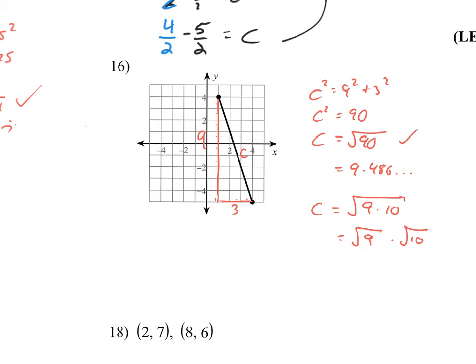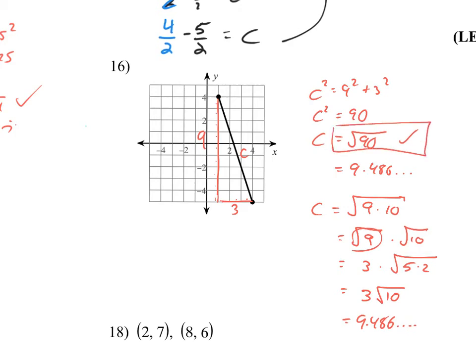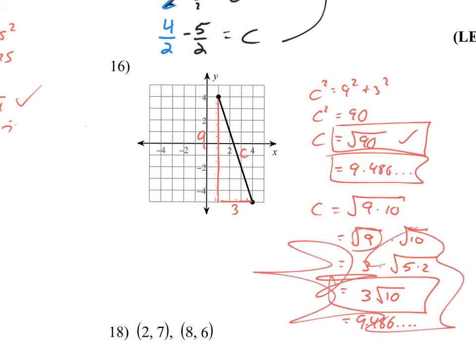It's mathematically legal, and that's nice because square root of 9 is 3. Square root of 10, we could do it again by doing 5 and 2, but neither of these pieces are perfect squares. They're not nice squares, so they can't really be simplified. So this is 3 root 10, and if you plug that into your calculator, 3 root 10, you still get 9.486 blah, blah, blah. This is the same thing. So this is great.